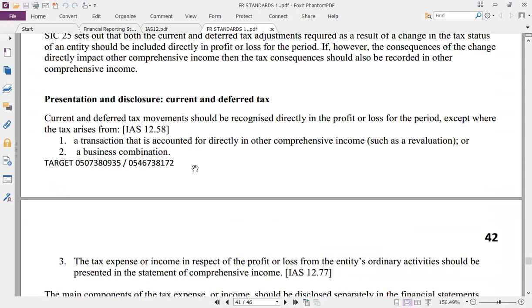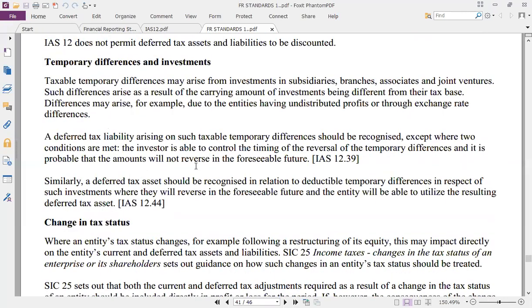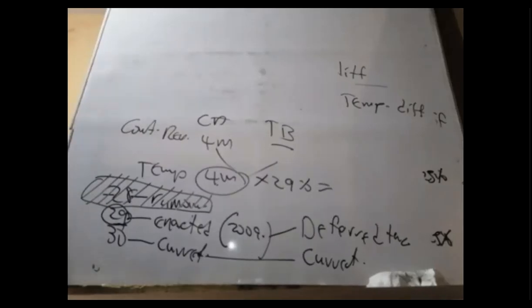Okay, so let's look at changes in the tax rate. How do you treat changes in a tax rate? Now, if the financial statement had already been prepared, any change in the tax rate is a non-adjusting event. Take note that if the financial statement has already been prepared and then they've changed the tax rate, then such a transaction becomes what? Non-adjusting event. Good.